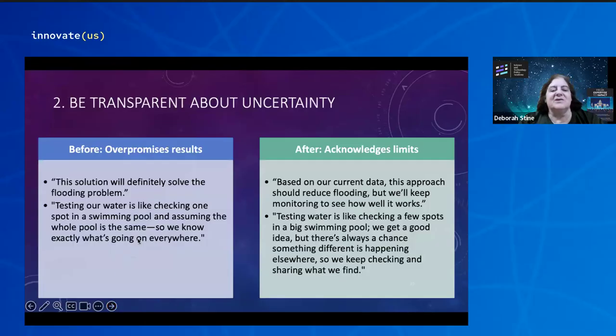So saying something like this solution will definitely solve the flooding problem is not very helpful because we don't really know that.